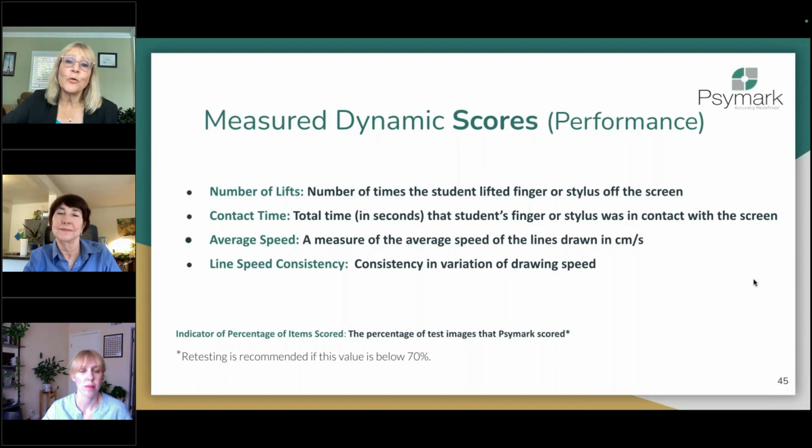The second type of scoring that we have are the measured dynamic scores of performance. These are the real-time measurements, the real-time scores on how the examinee approached the task. These scores include the number of lifts, which is the number of times the student or examinee lifted their finger or the stylus off the screen; contact time, the total time in seconds that the student or examinee's finger or stylus was in contact with the screen; the average speed, which is the measure of the average speed of the lines in centimeters per second; and line speed consistency, which has to do with the variability in the speed.